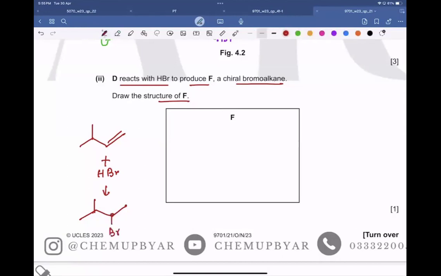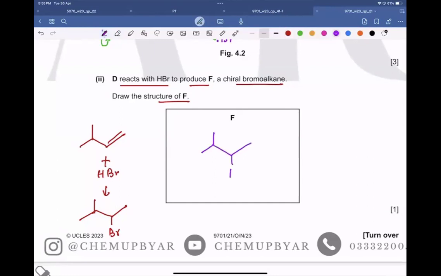So if you see, this carbon becomes a chiral carbon. On one side there is a CH3, on the other side it's bromine, and on the third side we have a hydrogen, and on the fourth side we have another alkyl chain. So this would be the structure of F. Is this clear?